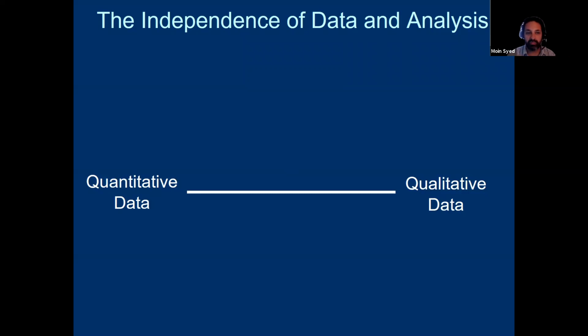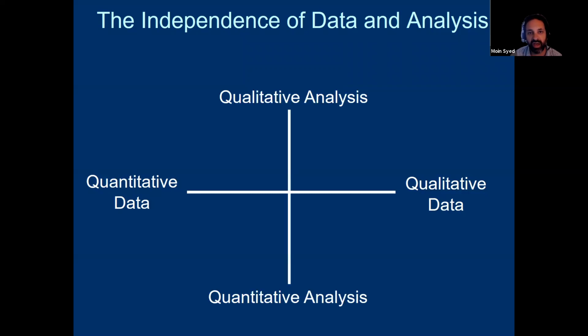Here I have this continuum of quantitative data and qualitative data, but we could add another orthogonal axis of qualitative analysis and quantitative analysis. So this suggests that the way in which we analyze our data is independent of the data themselves. Now, in reality, of course, these often do end up going together, but they don't necessarily need to. But by having these two axes that intersect, we then end up with 4 quadrants of different combinations of data and analysis. Some of them are quite straightforward.